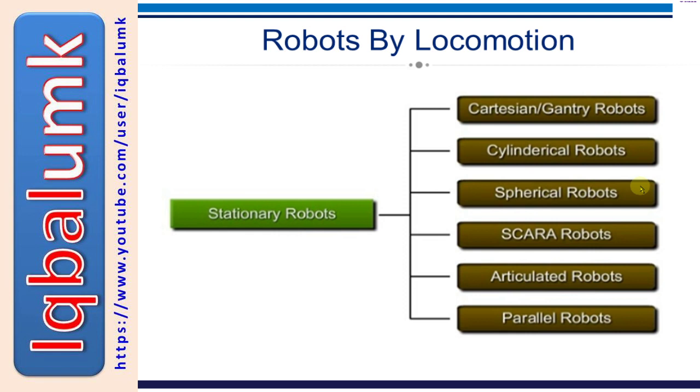Kemudian ada articulated robot, ada juga parallel robot. Nah, parallel robot ini manipulatornya banyak, cuma ujungnya satu, dipakai misalnya di simulator penerbangan.